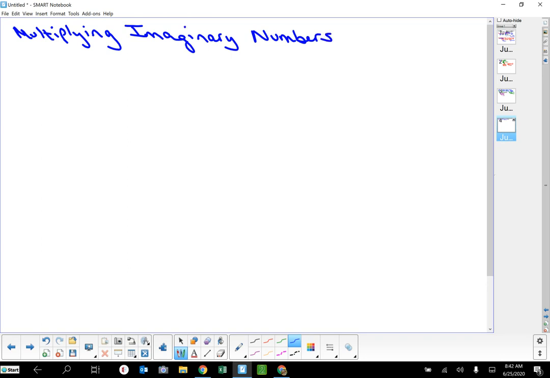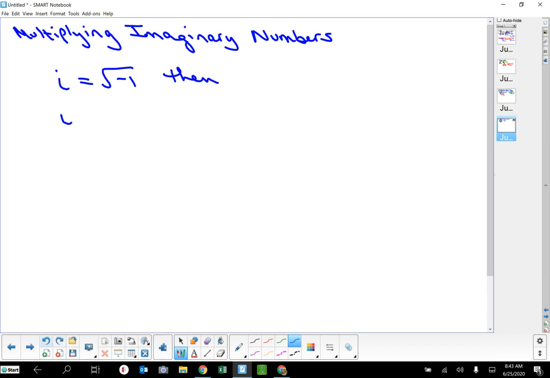Okay, so we know that by definition, i is equal to the root of -1, right? So then i squared equals the root of -1 times the root of -1. Well, let me even go backwards from that.